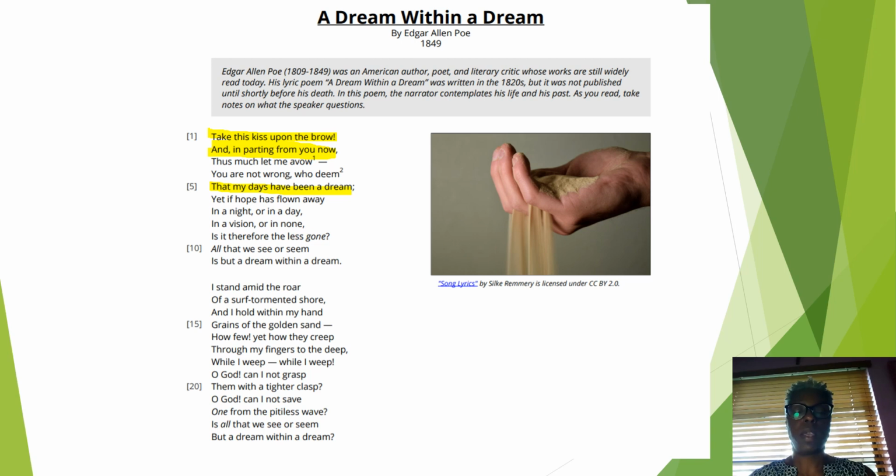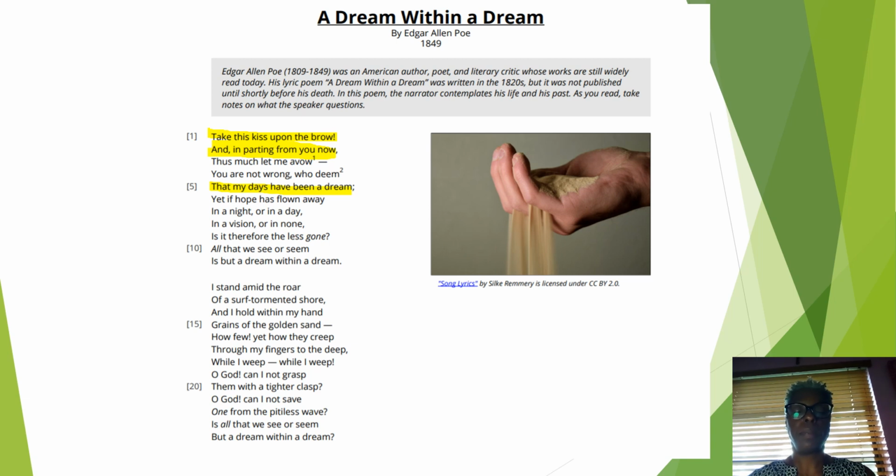I'm just going to highlight here where he says, I see in the first stanza in line 6, hope flies away. The verb flown makes me think of a bird. Hope is also compared to a vision that can also disappear when it is forgotten. But hope never disappears. And that is why he asked the question, is it therefore the less gone?